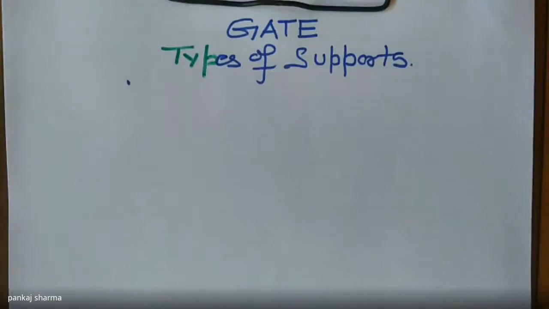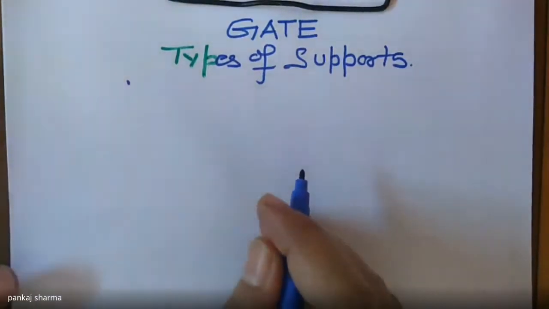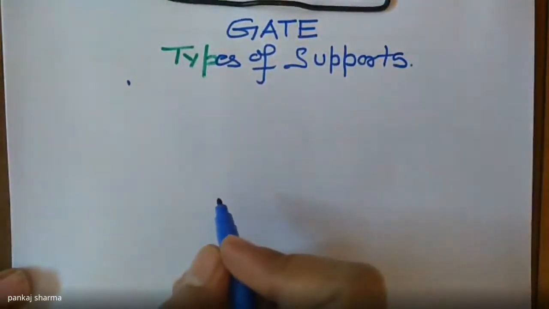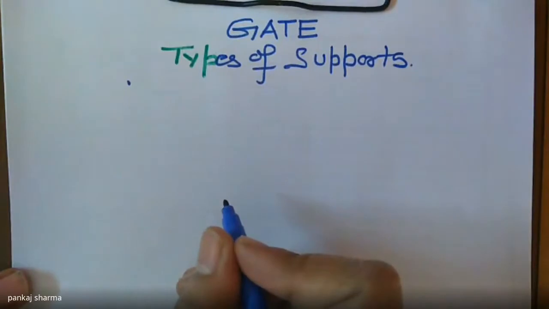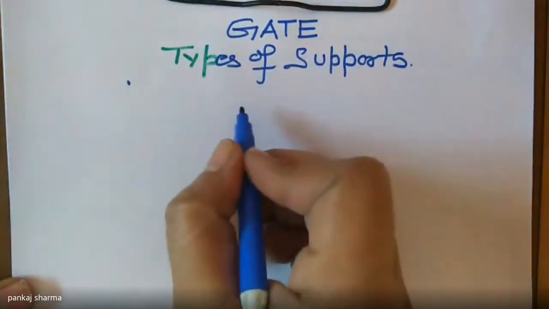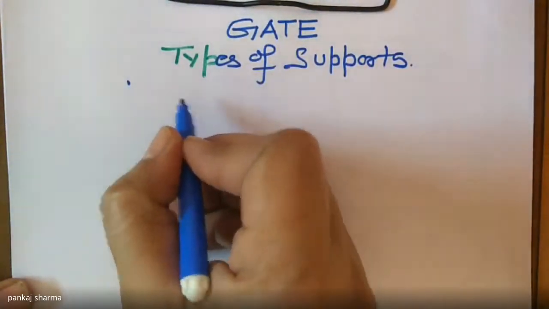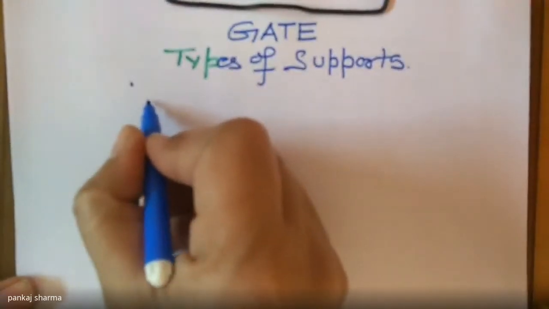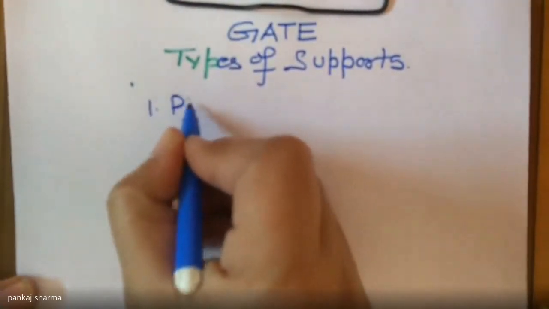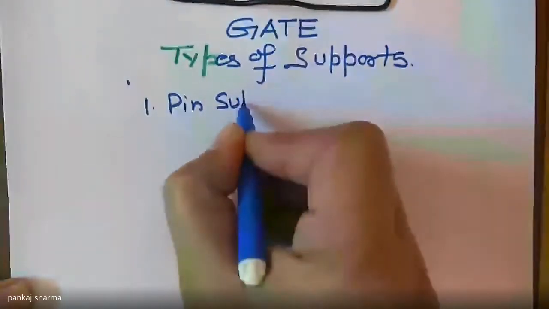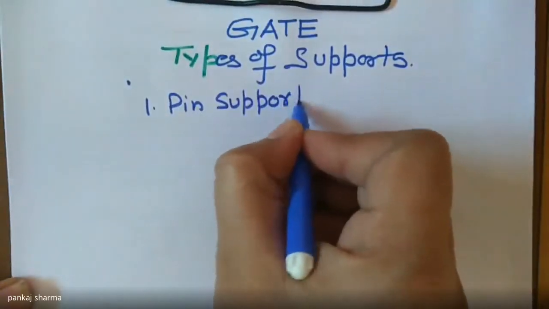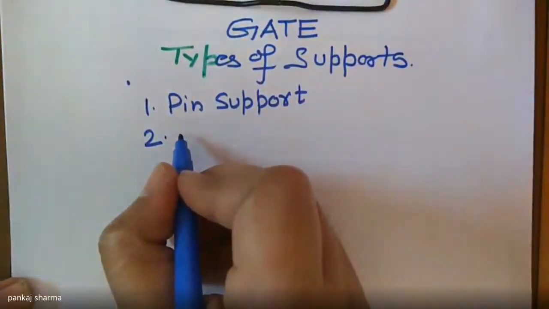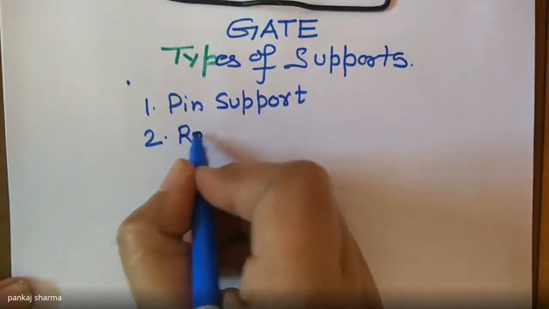Now I'm going to discuss the problems based on types of supports. In the previous lecture we discussed the fixed support, and today I am discussing two supports. The first is the pin support, and the second one is the roller support.